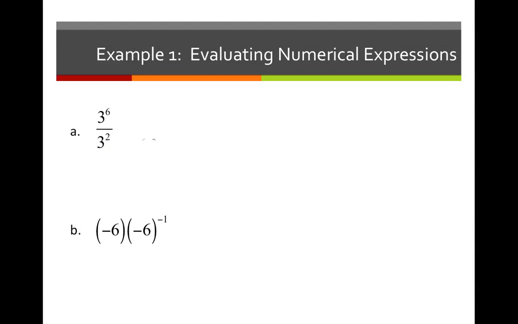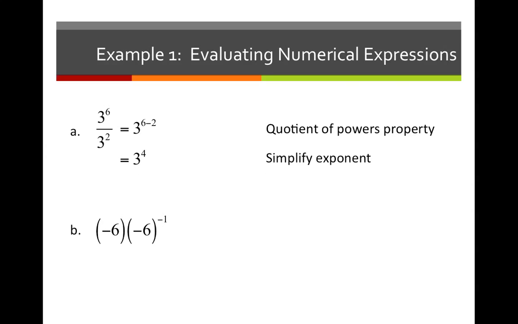So, this is an example of using the quotient of powers property, which allows us to take the 3 to the 6th and the 3 squared, having the same base, and just subtract the exponents. It's always the top exponent minus the bottom, so we're going to take 6 minus 2, which means we're going to get 3 to the 4th power.